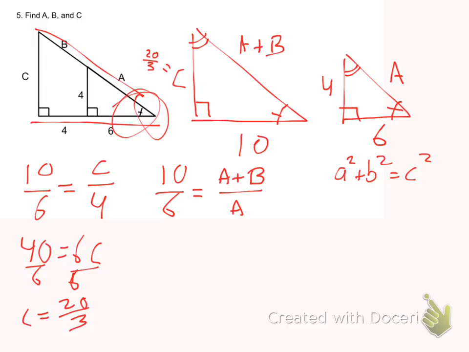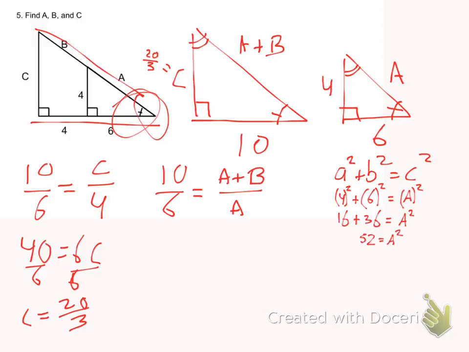In our small triangle, the hypotenuse is A. So this becomes A squared. One of our sides is 4 squared, right? Plus 6 squared. 4 squared is 16 plus 36 equals A squared. What's 16 plus 36? Uh-oh. 52. And that equals A squared.